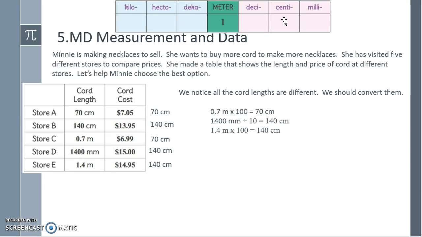When I compare looking at all the centimeters, when I look at the 70 centimeters, the best cost is store C. When I look at 140 centimeters, the best cost is store B. So it's kind of between the two of these. What I can do is double the centimeter, 70 centimeters, double that and double the cost so that we get to 140. So $6.99 times 2 is $13.98. When I compare $13.98 to $13.95, I see that $13.95 is the better deal at store B.